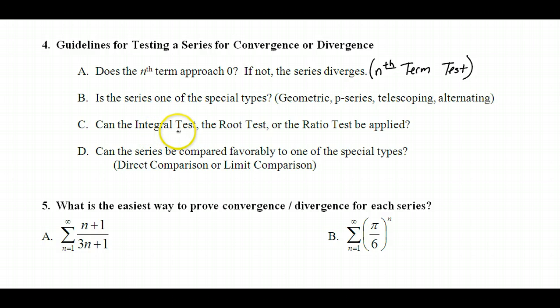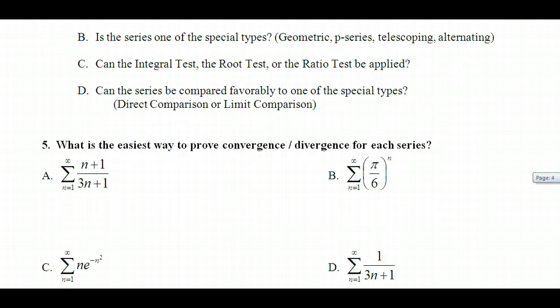Next, can you apply your integral test? You have to be able to integrate. The root test, that's basically you have to have it to the power of n. And the ratio test, yeah, if you have that factorial or if you have exponential. So this is the easiest, these are the next easiest, they're getting tougher. And then, annoyingly, if those things don't work, you can use direct comparison or limit comparison. So that's the process that you can go through.